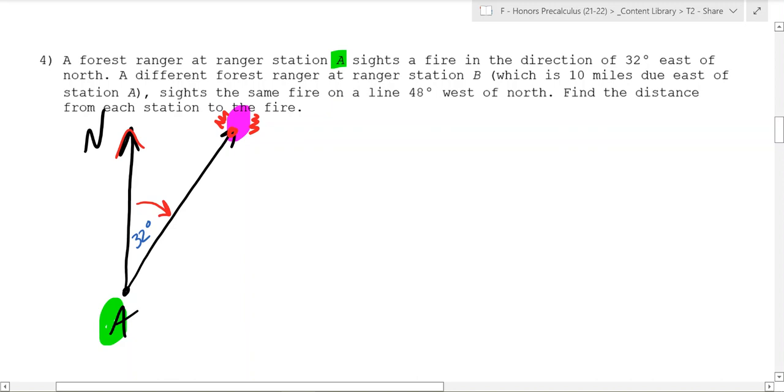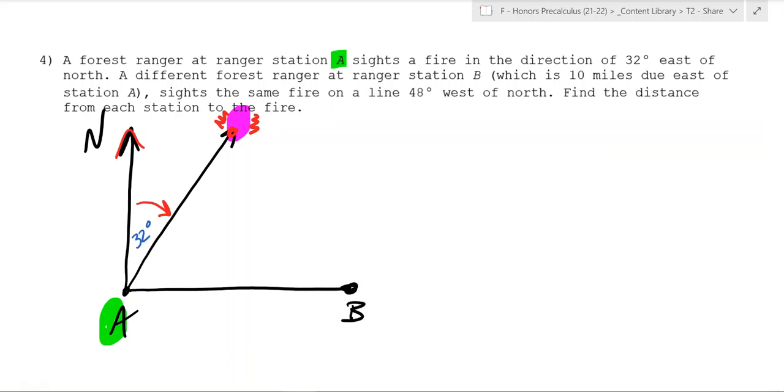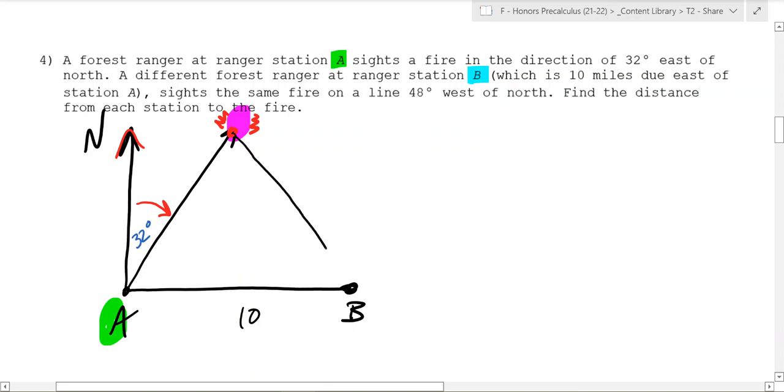A different forest ranger at a ranger station B, which is 10 miles due east of station A. So over here, here's station B, and it's 10 miles away. He sights the same fire at a line 48 degrees west of north. So what that means is it sees the same fire right here, and here's north again. But now we know that this angle right here is 48 degrees, and it's west of north, so it's going towards the west. Find the distance from each station to the fire.